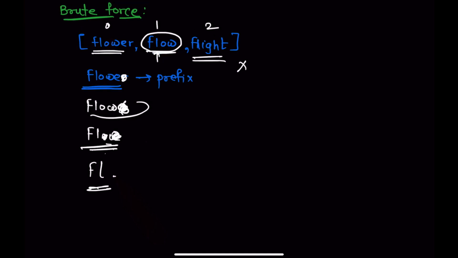If this prefix was not found and there were no common characters between these words, there was no common prefix, then we would have reduced this prefix till an empty string and we would just have returned this empty string. Let's write the pseudocode for this brute force.